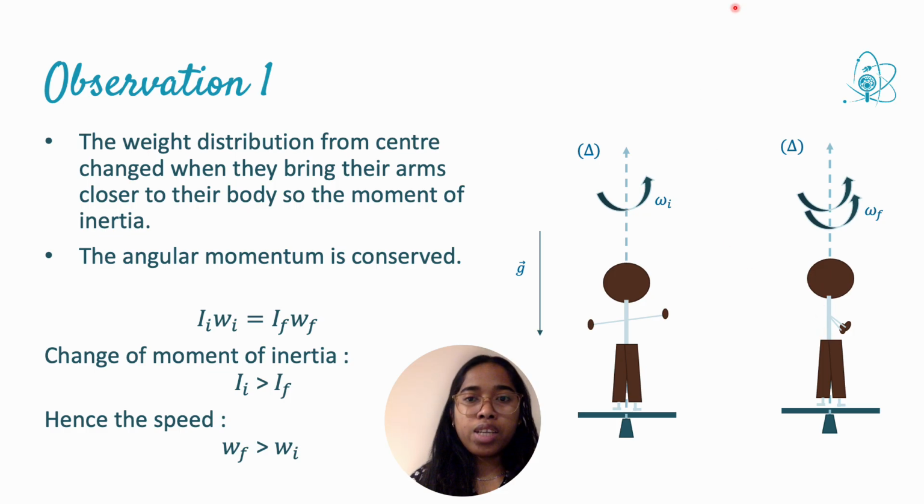So the situation is that the weight distribution from the center changed in this scenario, so the moment of inertia is reducing. So with this equality, and the moment of inertia in the initial state being bigger than in the final state, it means that the velocity in the final state should be larger than the initial one, and that explains the spin faster.